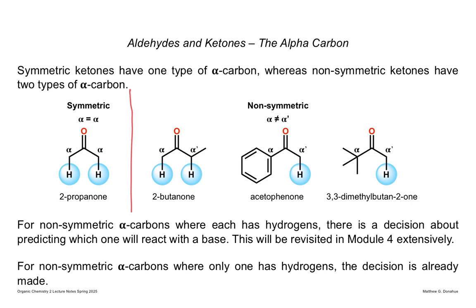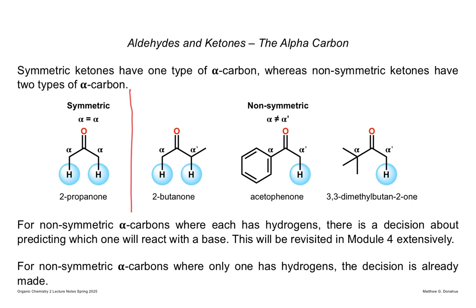The non-symmetric ones, I've designated alpha and alpha prime. So at the carbonyl, you go to the left, you go to the right. If the chains or the substituents are different, then they're non-symmetric. So of the non-symmetric, we can branch off a little bit further.